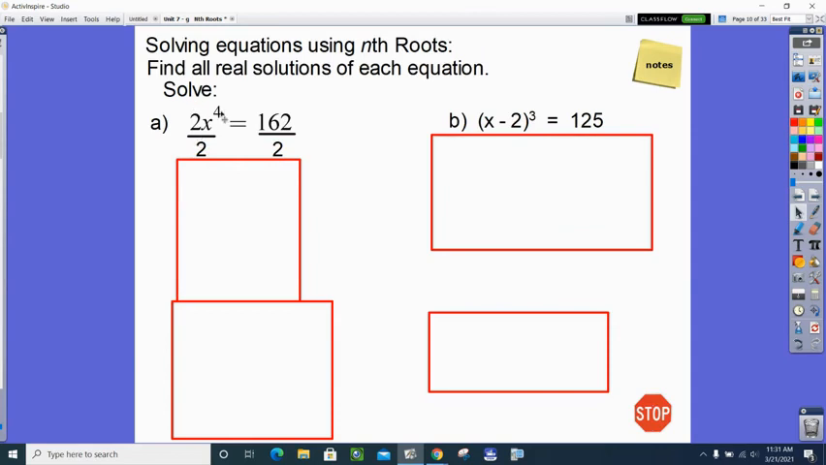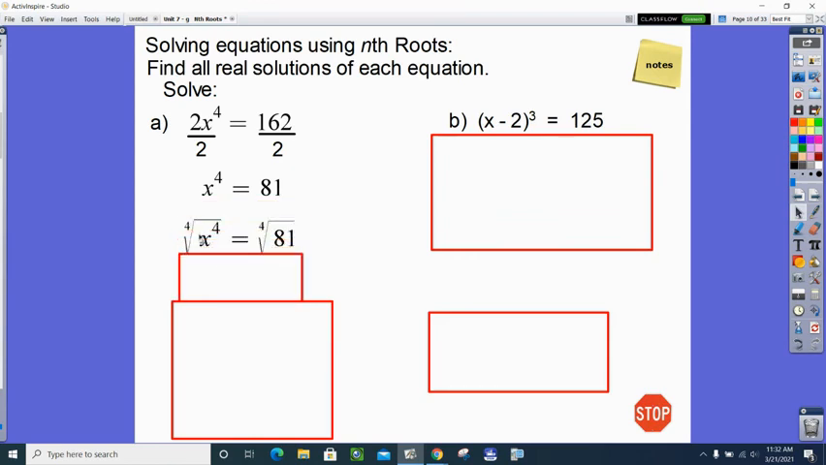So on this side, I'll get x to the 4th, and when I divide over here, I get x to the 4th equals 81, 162 divided by 2. Now, my question is, what number to the 4th power gives me 81? So I'm looking for, basically, the 4th root. So to undo the exponent of 4, what if I took the 4th root of both sides? Because that would undo the exponent of 4. So these two undo each other and give me x. And the question is, like I said, what number to the 4th power gives me 81?